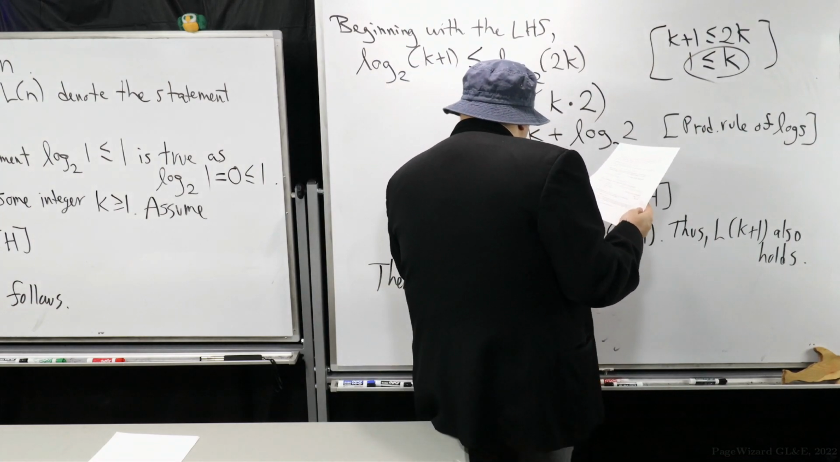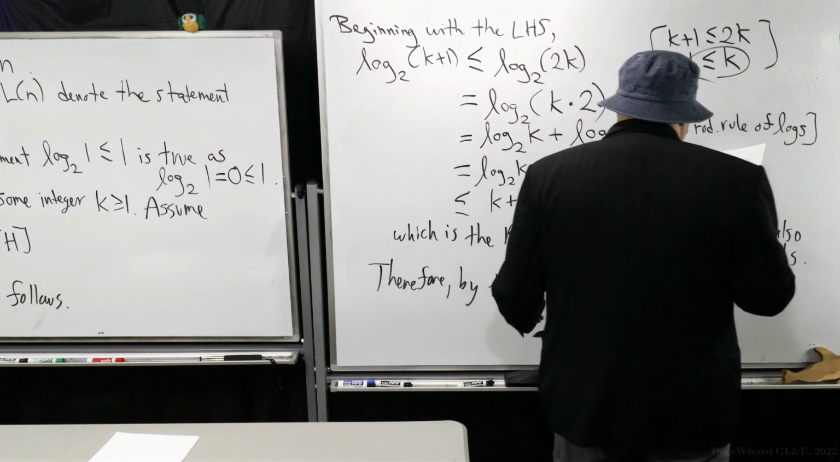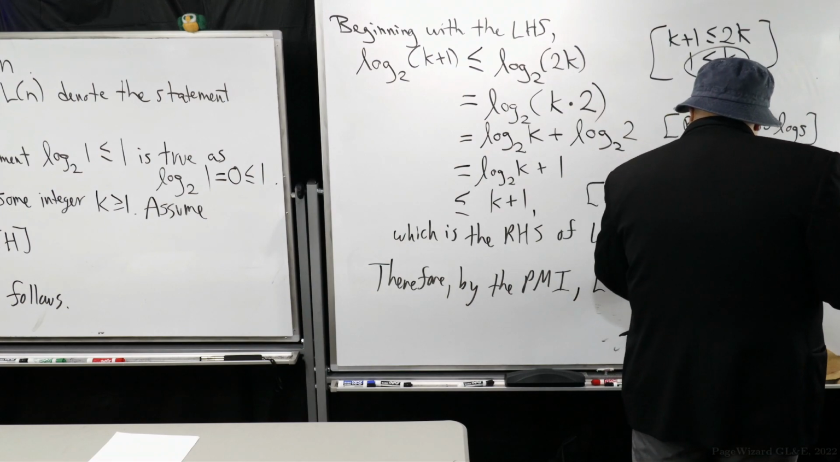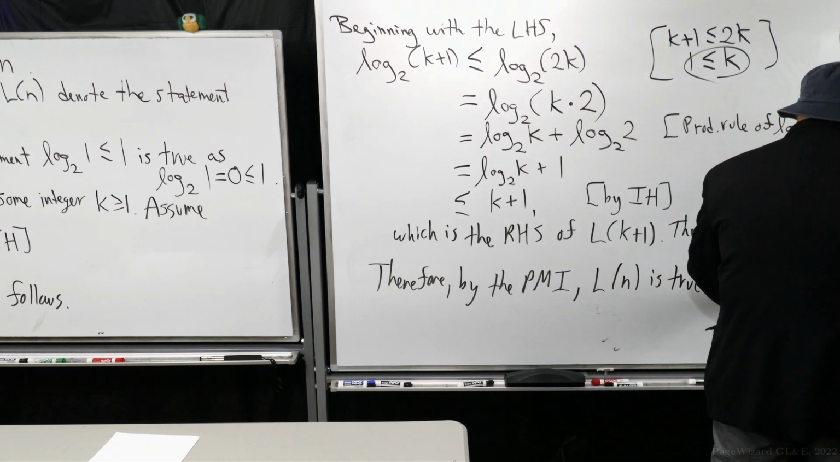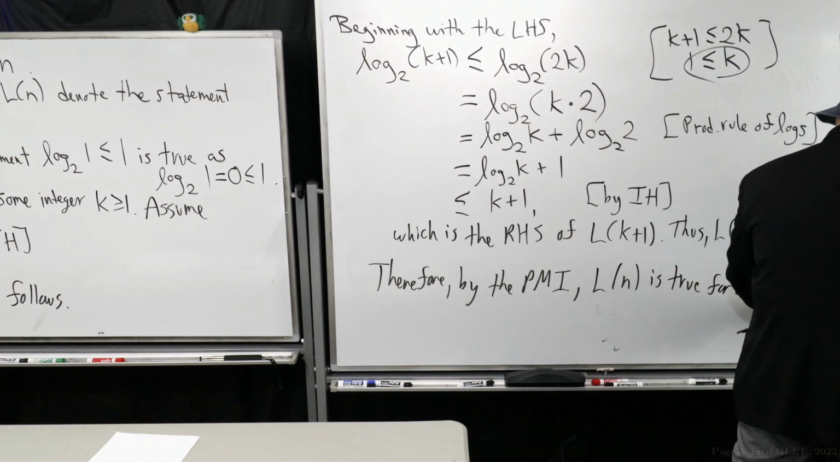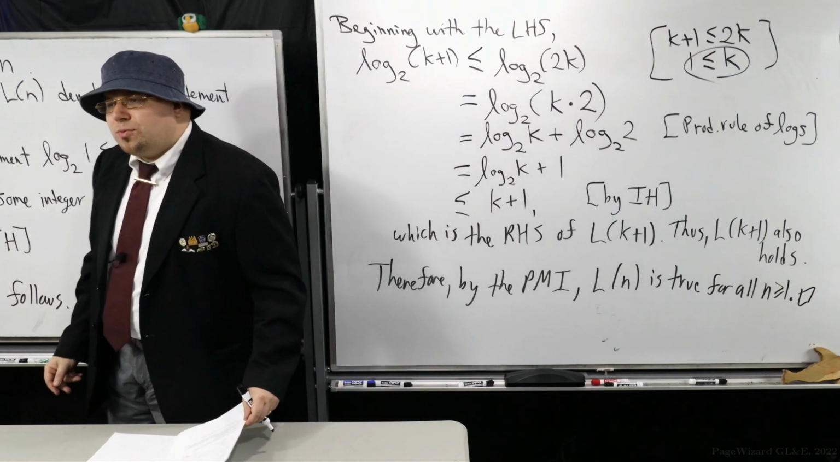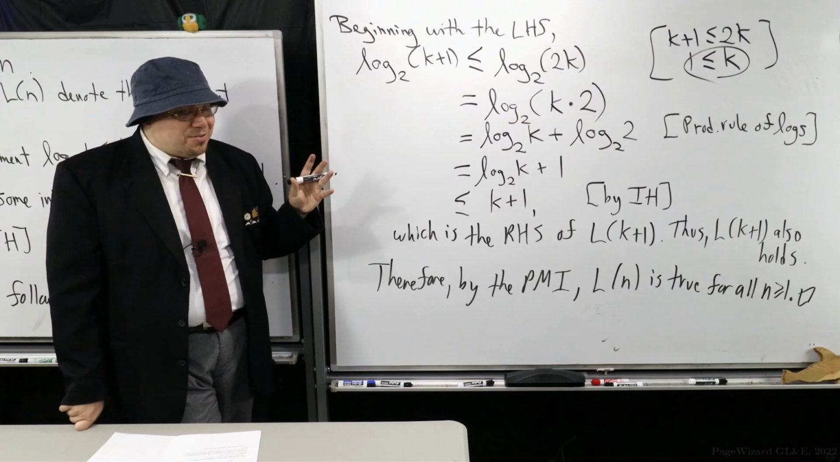By the principle of mathematical induction, which I'll abbreviate as PMI, L of n is true for all n greater or equal to 1, and we're done. So now we know for all n greater or equal to 1 that log base 2 of n is less than or equal to n, which is all we need as the key ingredient, right?